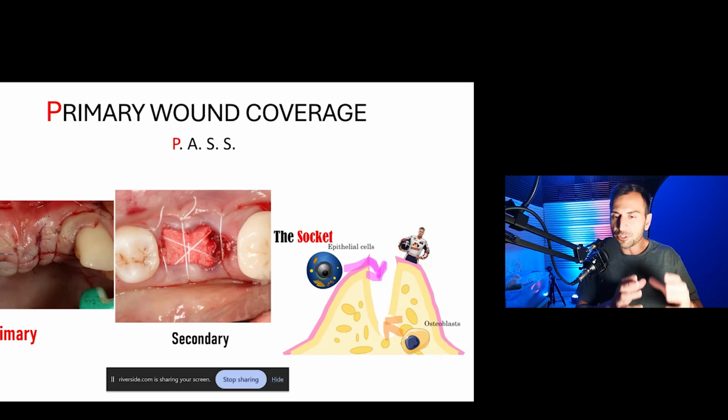Now, when you do stretch the gum tissue, you end up sometimes creating what we call a mucogingival defect.